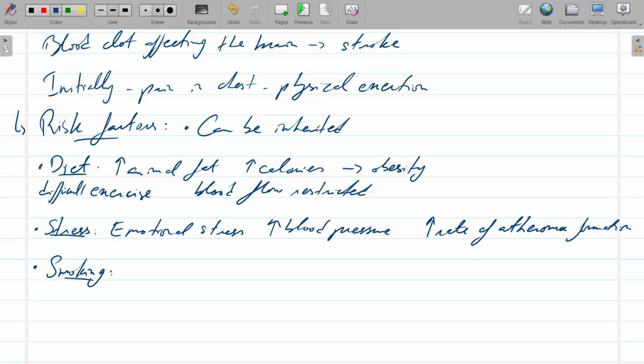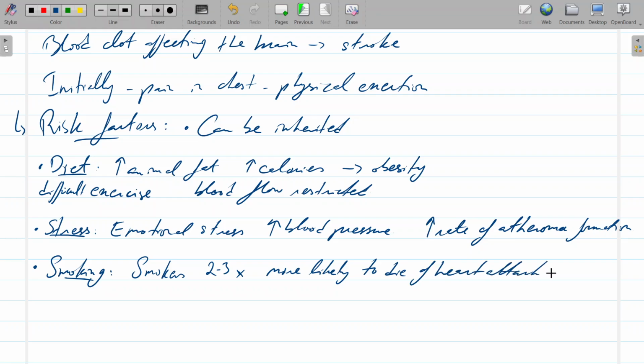So, smoking. According to studies, smokers are 2 to 3 times more likely to die of heart attack than non-smokers of similar age.